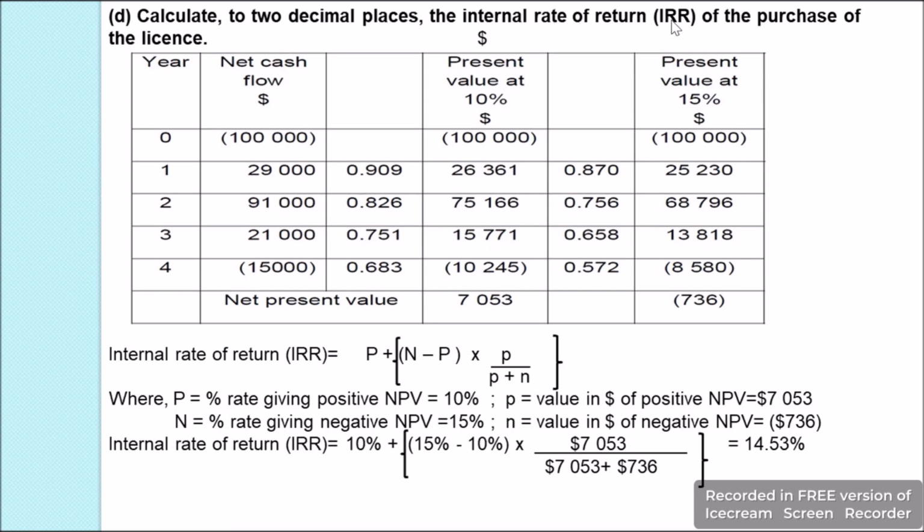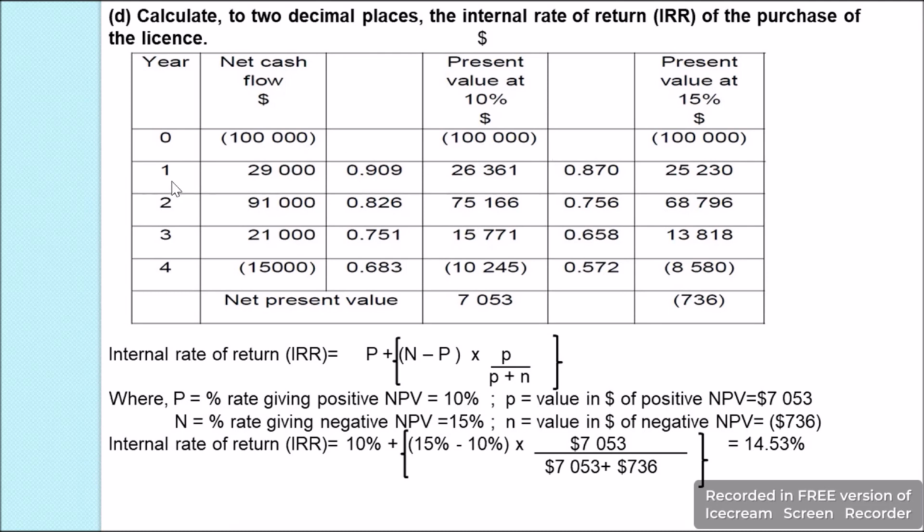In the question, we are asked to calculate to 2 decimal places the internal rate of return, which is IRR, of the purchase of the license. For IRR, we start with calculating the net present value at the given discount rates, which were 10% and 15%. So we'll start with that. In year 0, that is the initial year, we have to purchase the license, and the value was $100,000, and as this is an outflow of cash, it will be negative, which we have mentioned here.